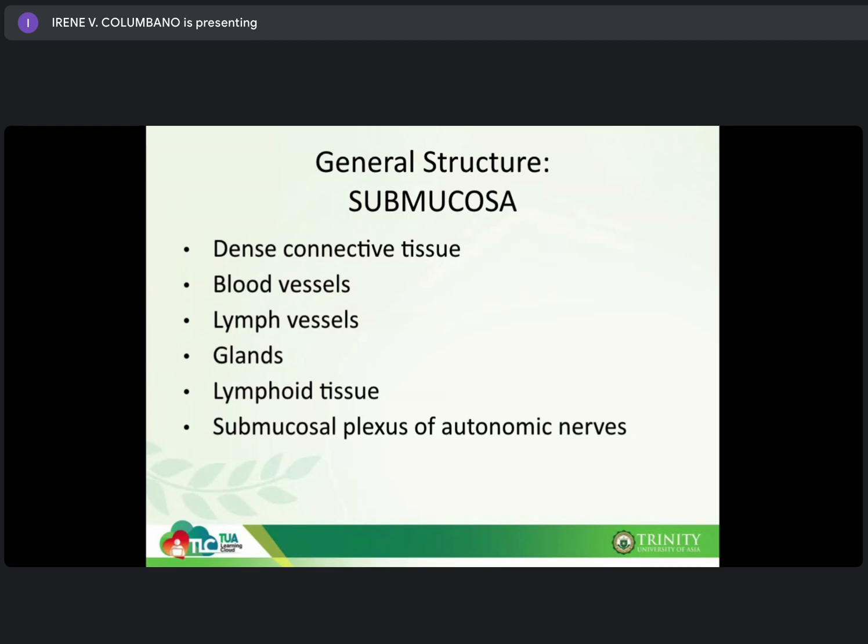I-review nga natin, pag central nervous system, ano included po? Yes, Castillo. Anong mga structures included sa central nervous system? Brain po. Brain and spinal cord po.